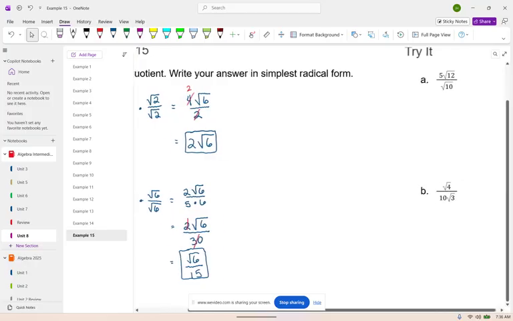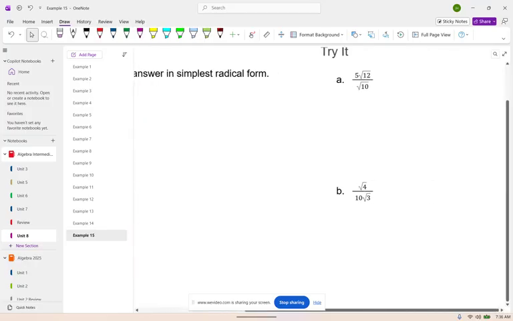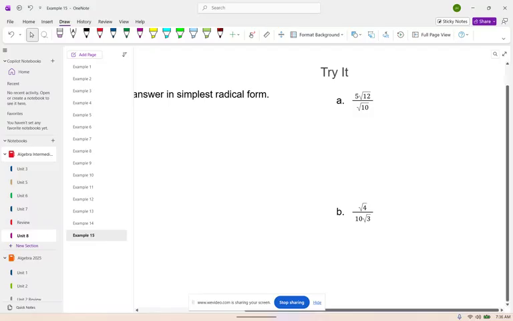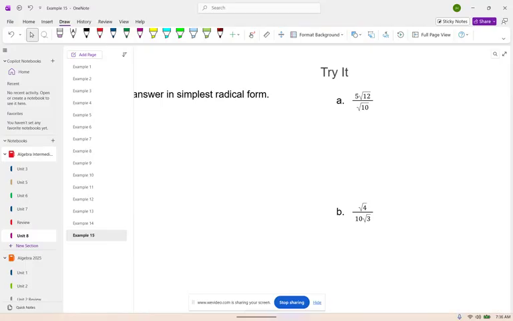Okay. So now it's your turn to try it. So here are your 2 problems to try. And now pay attention on this one, because sometimes you'll have a number under the radical that you need to simplify. And you'll want to do that before you have your final answer.